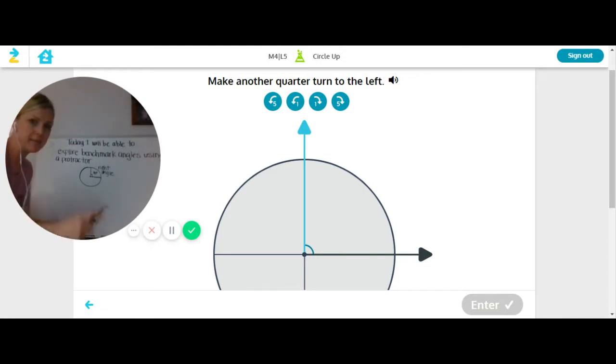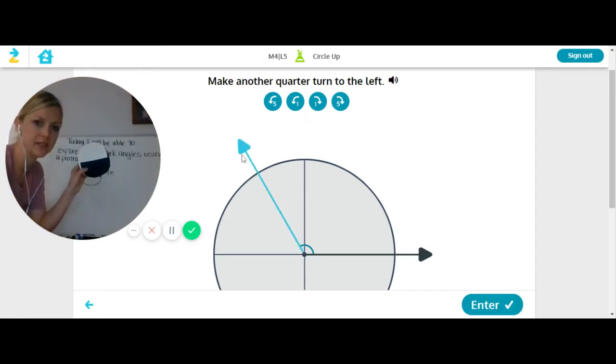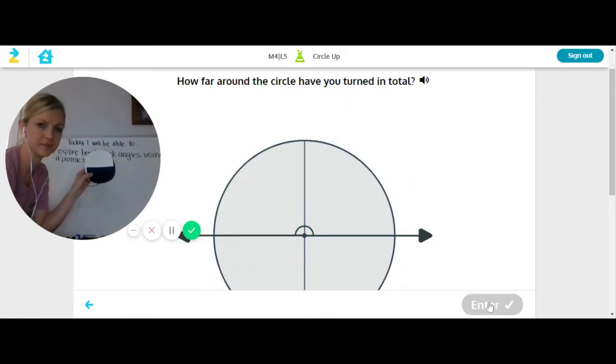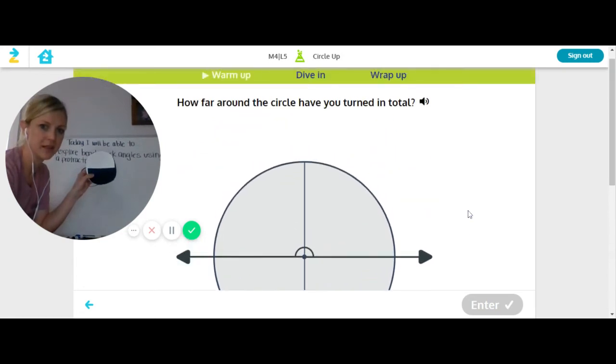All right, let's now go ahead and make another quarter turn to the left. So as we keep turning, one more fourth, we now have 1/4 plus 1/4, which is 2/4. What do we see here? Let's make this turn together on Zearn. Exactly, I now see a straight line. Nice. Okay, so how far have we turned in total? How far around the circle have you turned in total? We turned 1/4 plus one more fourth, which is 2/4 or half.